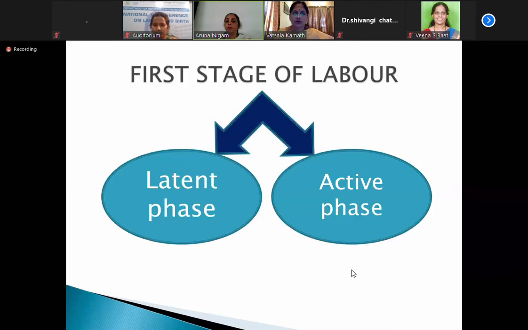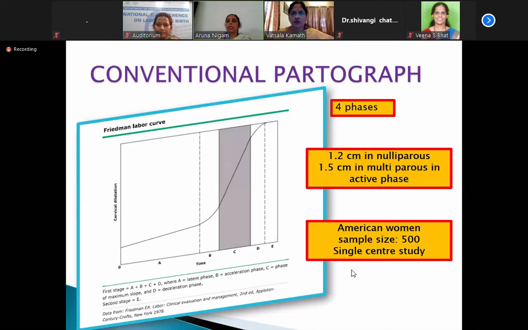We all know that the first stage of labor can be divided into latent phase and active phase, okay? And this is the conventional partograph given in Dutta. We have been reading it since our undergraduate days, our seniors are reading it, and we still have this in all our textbooks. This is Friedman's labor curve. You need to know its history: it was given in the year 1955 by Emanuel Friedman, from a study on 500 patients. Remember, 500 patients in a single center in America.